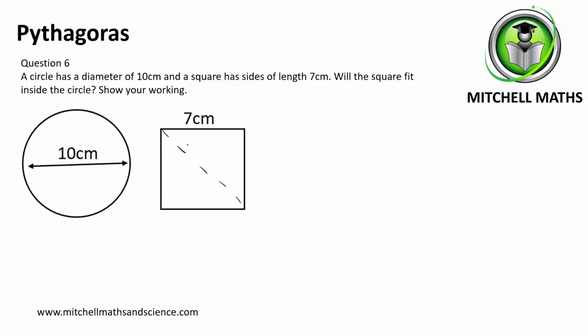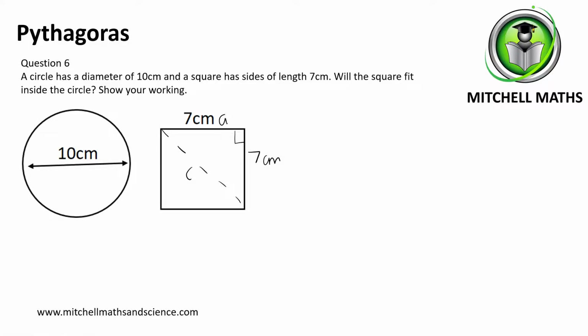Because if we put the square in the centre of the circle, if the diagonal length is less than 10 centimetres, then it will fit in the circle because it'll be less than the diameter. If the diagonal length is more than 10 centimetres, then it won't fit inside the circle. In order to find the diagonal length, we know all square lengths are equal, so that's 7 centimetres, 7 centimetres. And we know that the angles in a square are right angles. So we can use Pythagoras' theorem to find the diagonal length. And you can use a similar method also if you have a rectangle.